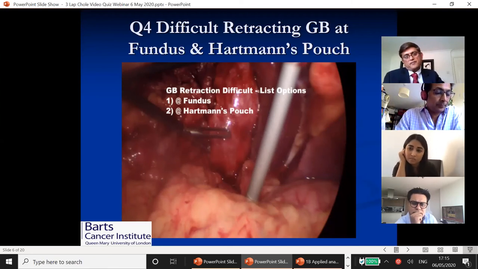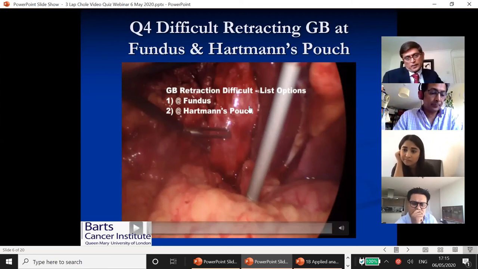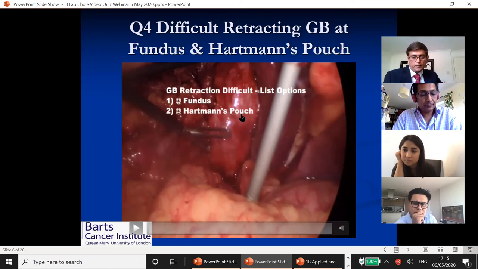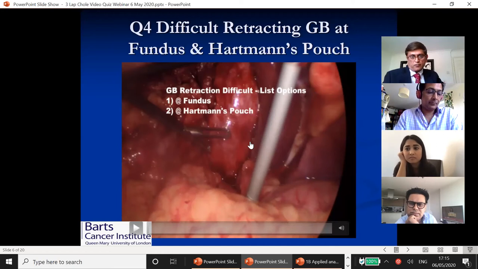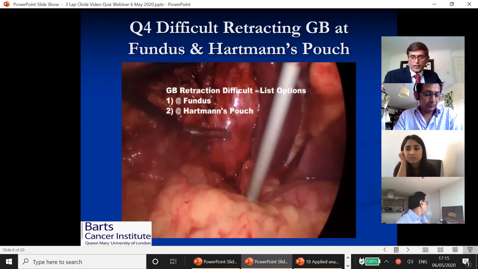I think you're right. If the gallbladder is difficult to grasp, suck it out, empty the gallbladder and its content, and you'll find that you will be able to get some form of grip and proceed with the operation. Because the worst thing is having bad exposure and a difficult operation. That is just you're tying your hands behind your back and trying to operate.